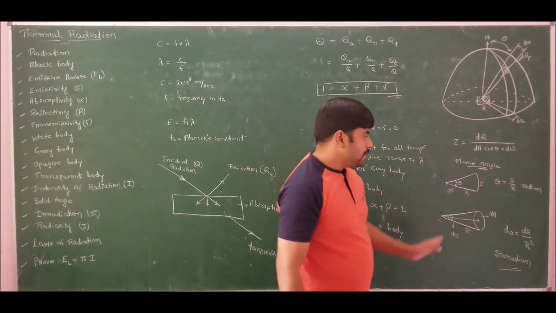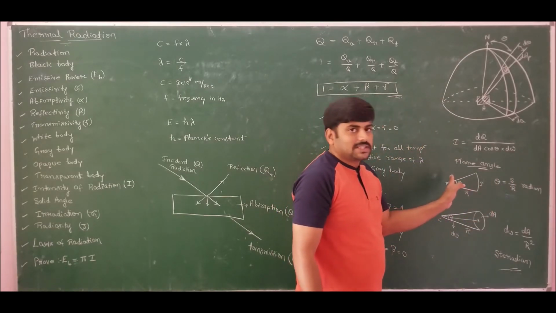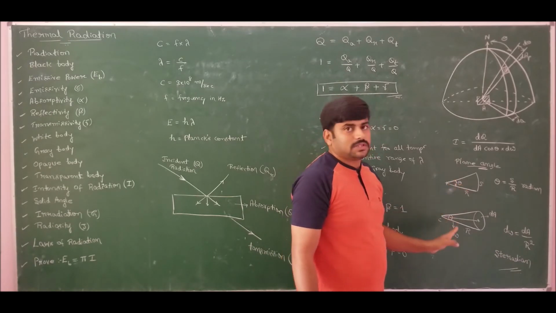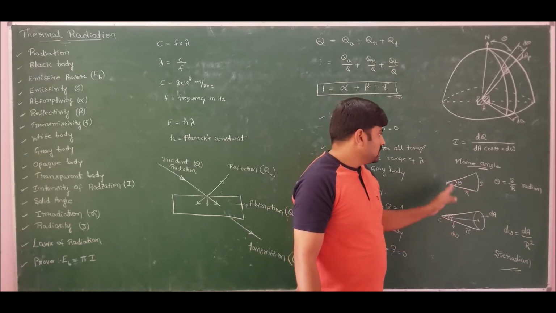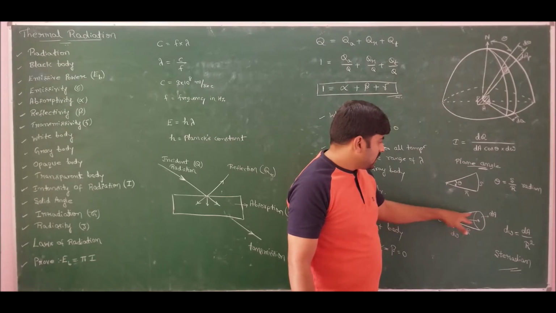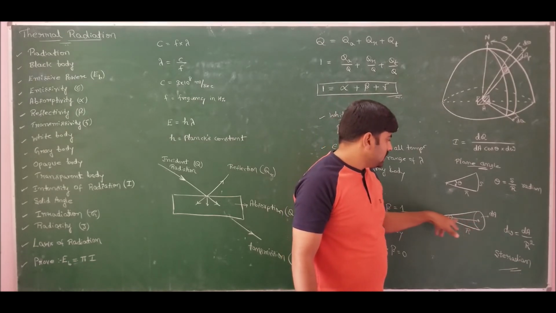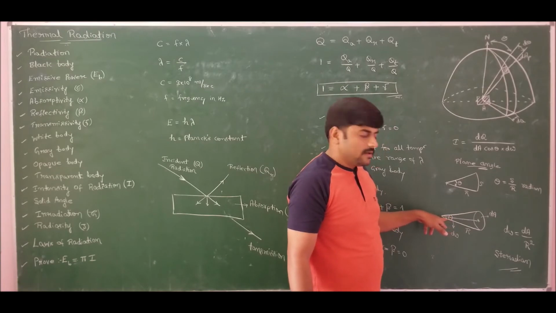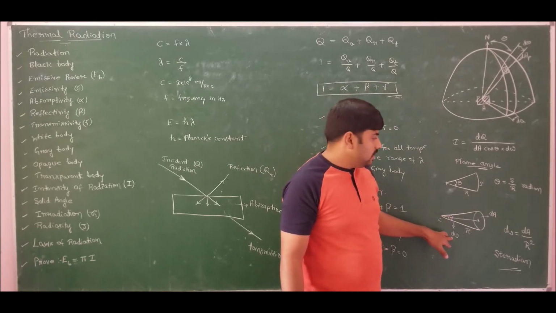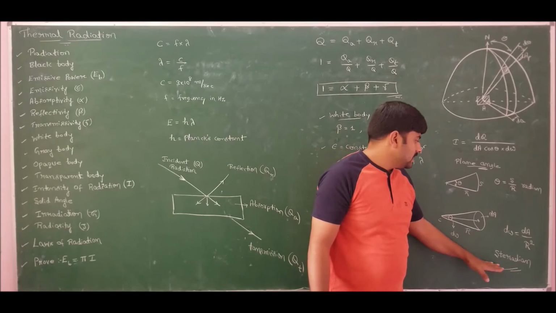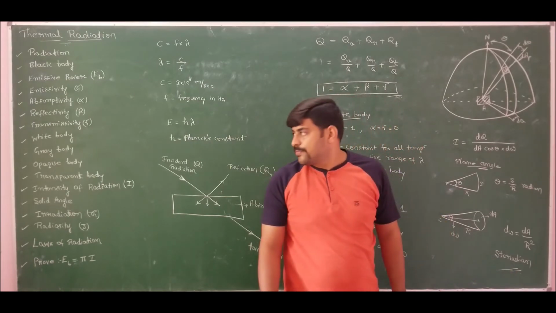For plane angle, we consider the surface depth as unit. We have unit depth, which is 2 dimension. Whereas here, if I consider a cone, it is 3 dimension for us. So connecting from the surface to the center, the angle subtended at the center C will be called solid angle, which is defined by dA by r square and its unit is steradian.